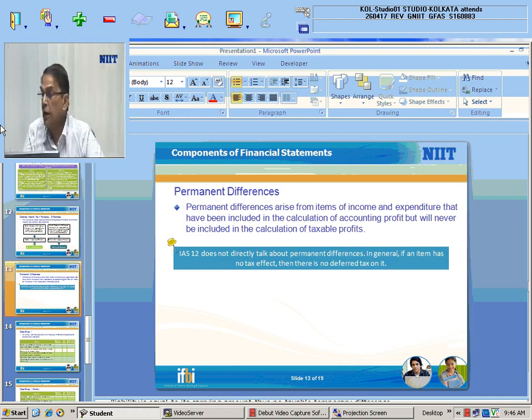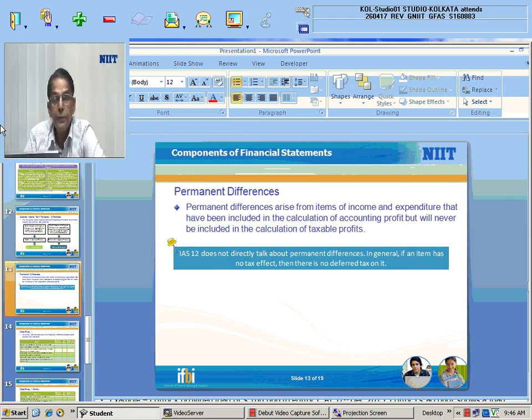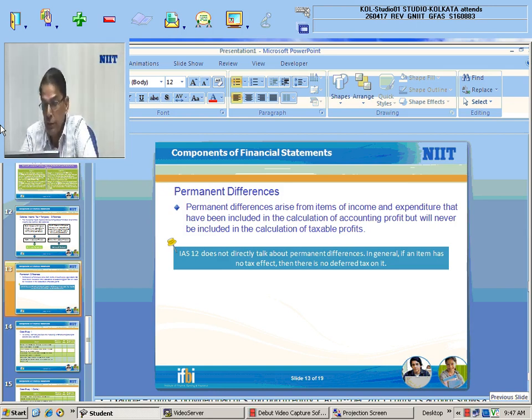Since loan repayment has no tax consequences, the tax base for the loan will be 200,000, same as the carrying value. So there is no taxable temporary difference. This is what we mean. In India, under Ind AS, this is called permanent difference. Permanent difference is basically an item of income and expenditure that has been included in the calculation of accounting profit but never will be included in the calculation of taxable profit or loss. That is what we call permanent difference.